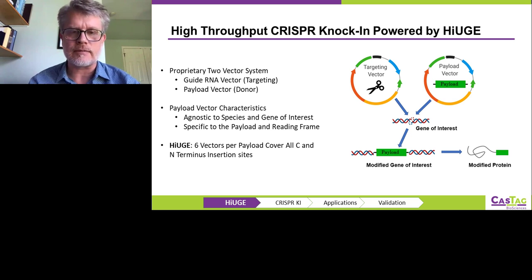So this is just a quick overview of how this new technology works. I'll cover some of the details of how this new technology works in just a couple of slides. In general, this new technology, or homology-independent universal genome engineering, uses a proprietary two-vector system. The first vector is the targeting vector, and this is similar to all other vectors that are used in any type of CRISPR-Cas9 based approach.